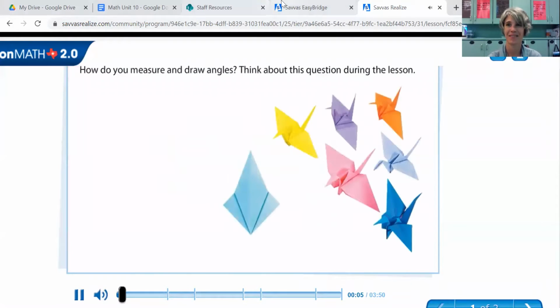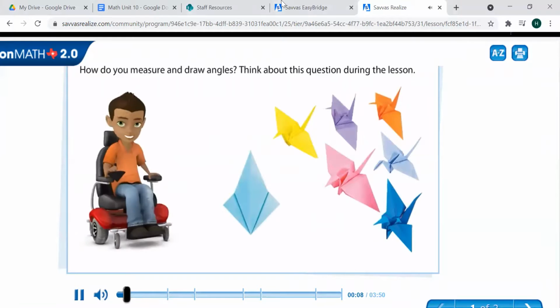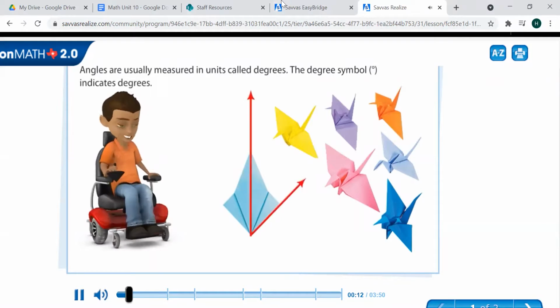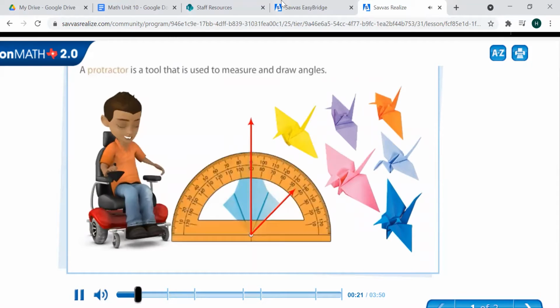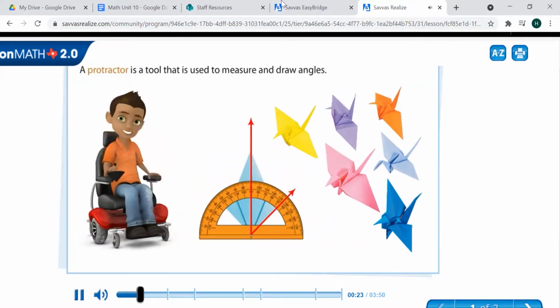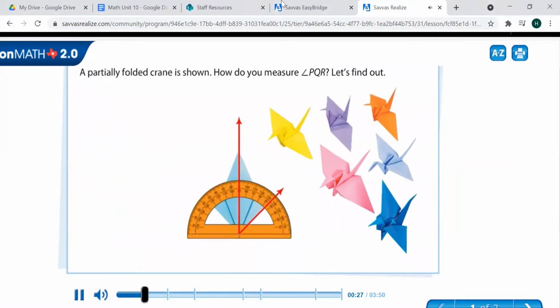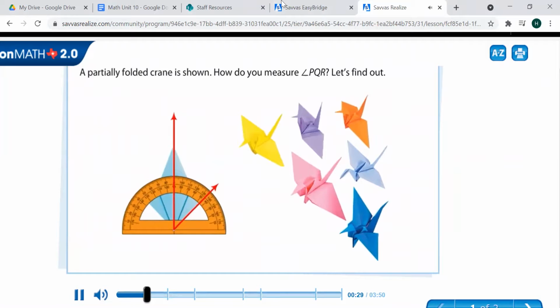How do you measure and draw angles? Think about this question during the lesson. Angles are usually measured in units called degrees. The degree symbol indicates degrees. A protractor is a tool that is used to measure and draw angles. A partially folded crane is shown. How do you measure angle PQR? Let's find out.